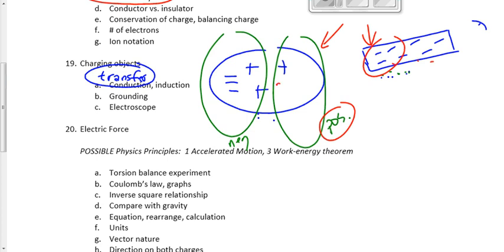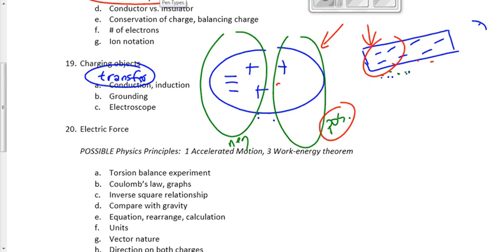If I brought that charged object nearby a neutron, it wouldn't attract it, because you can't get a separation of charge in the neutron. You can't get electrons being pushed away in the neutron because there are no electrons there, right? Charged objects attract neutral objects.